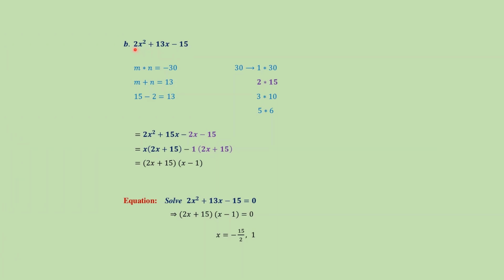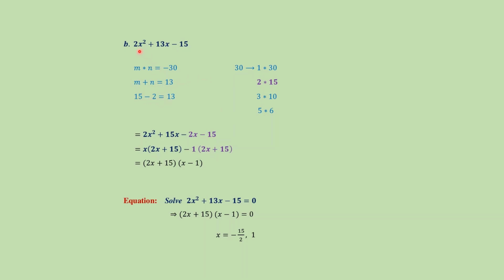One more example for type 2. So here m times n is 2 times negative 15, which is negative 30, and m plus n is positive 13. Since m times n is negative 30, the roots will be in opposite sign, and since m plus n is positive 13, the bigger root will be positive. Finally, which two numbers satisfy both of these conditions? It's definitely 15 and negative 2.